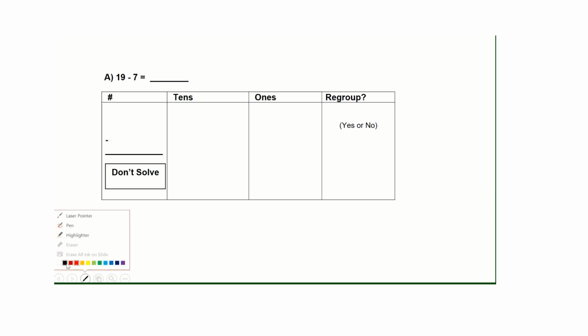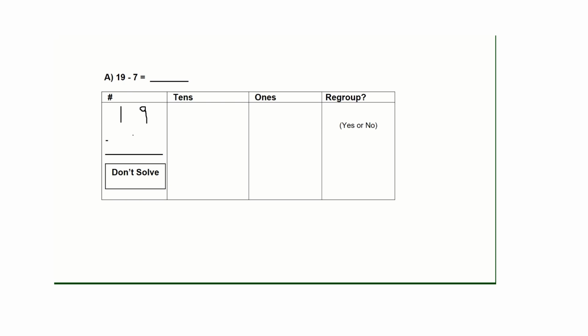So let's take a look at our problem. So we have 19 minus 7. First thing that I want to do is write my numbers nice and neat in my place value chart. So I have my first number 19. So I'm going to write 19. Sorry if it doesn't look that nice and neat. So I have 19 minus, my minus sign is already there, 7.